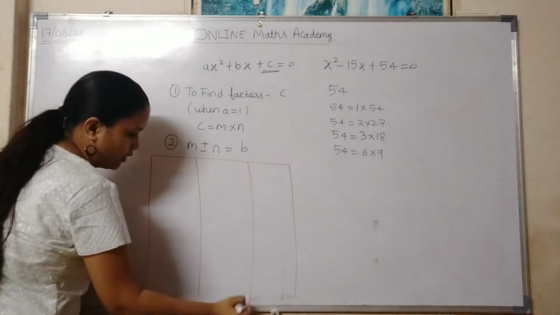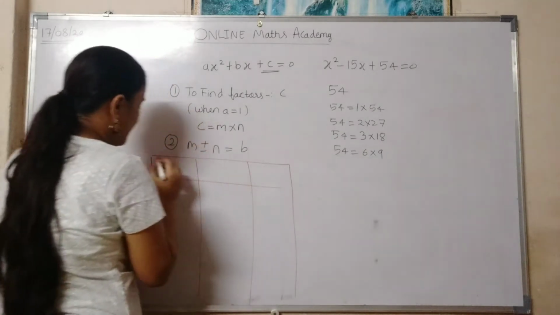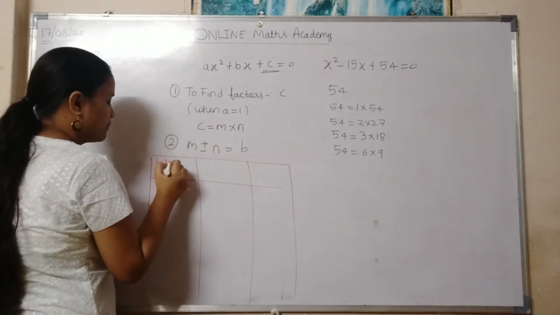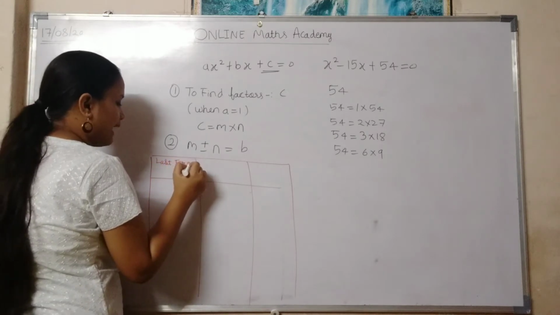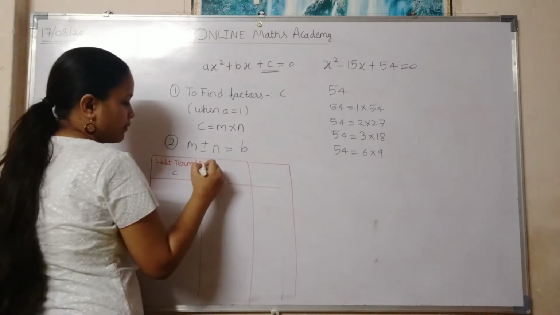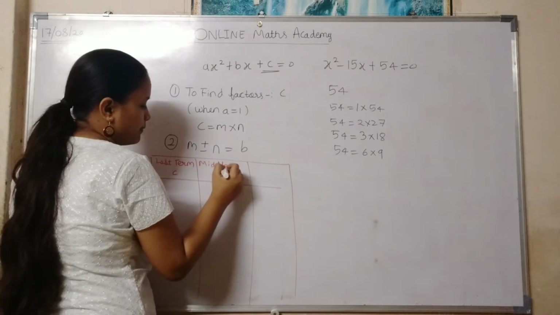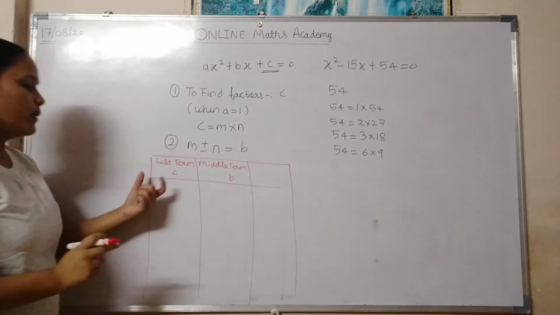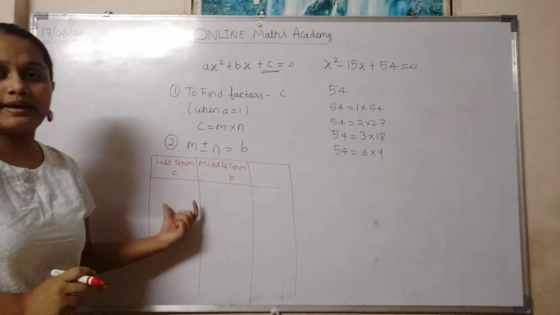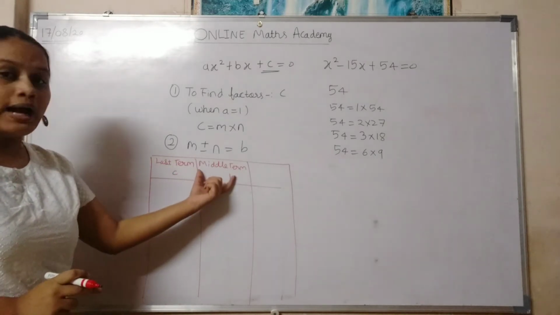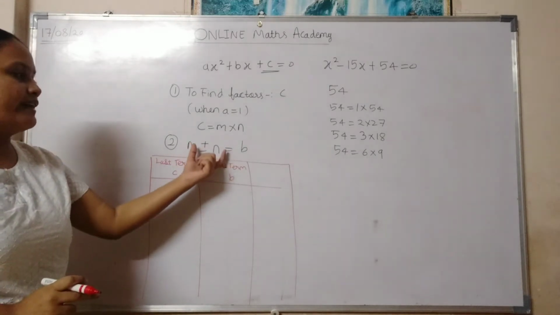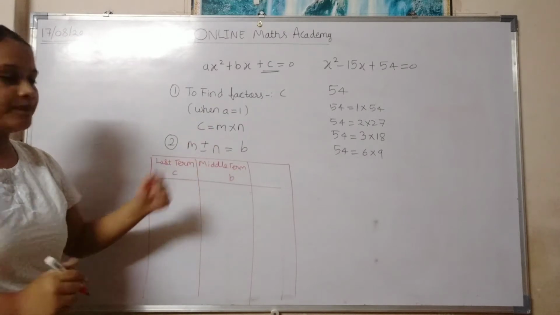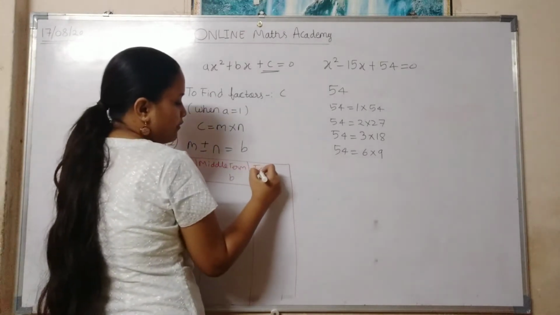of 3 columns. Last term, that is c. Middle term, that is b. Now why last term? Because we are taking factors of c, that is the last term. Why middle term? Since the factors will depend upon b. And here we will write the factors.